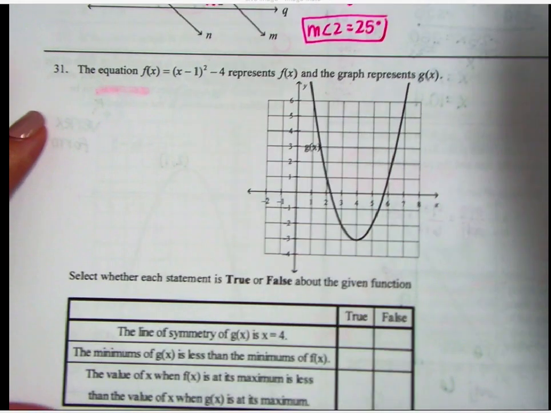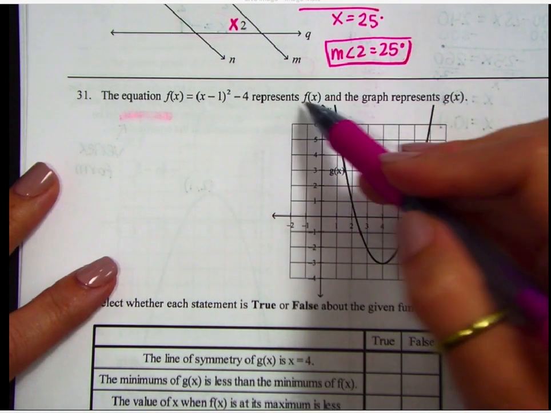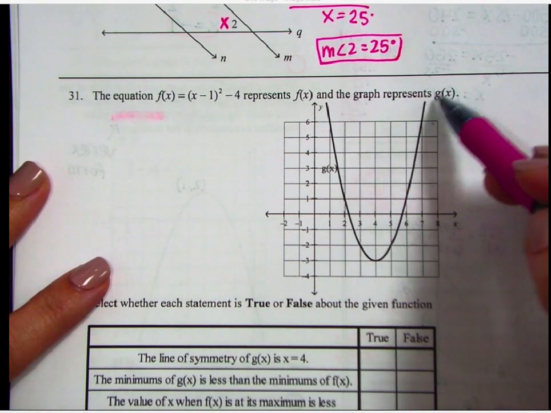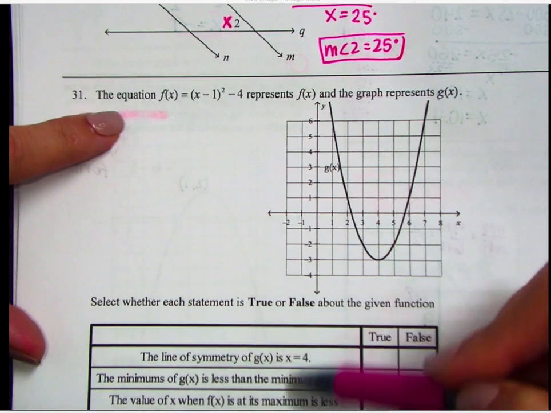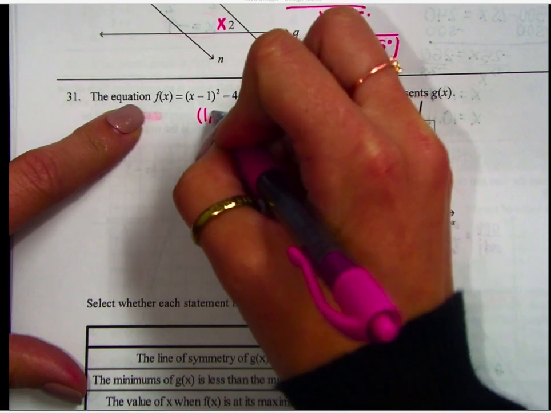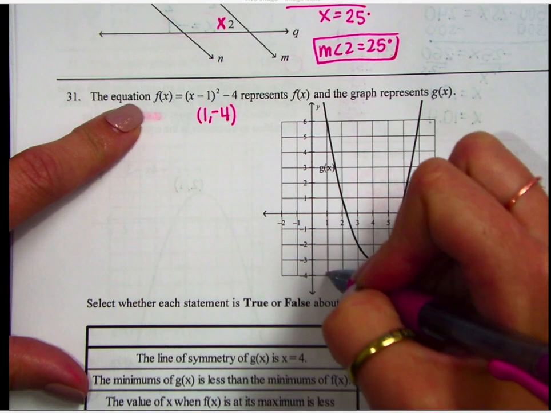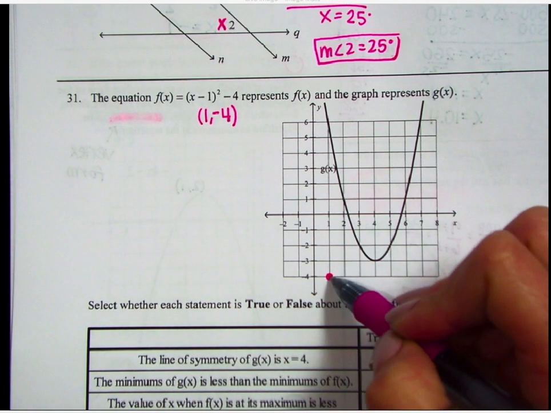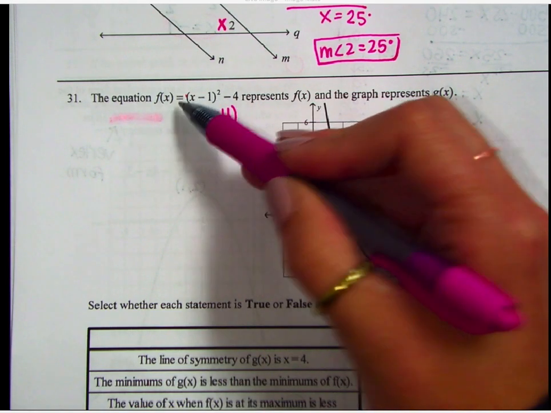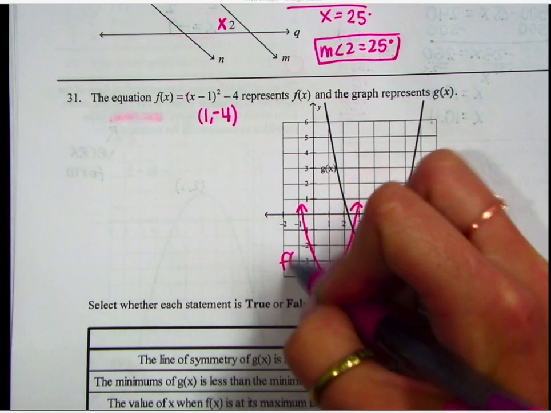Number 31, the equation f of x is equal to (x minus 1) squared minus 4, for representing f of x, and then the graph below is for g of x. So what we are going to go ahead and do before answering this is do a quick sketch of this. Vertex form, I know my vertex is at positive 1, negative 4 again because we always change the sign here. So at 1, negative 4, I'm going to put the vertex, and then because of this being a positive a value, this graph will open up, and I'm going to label it f of x.